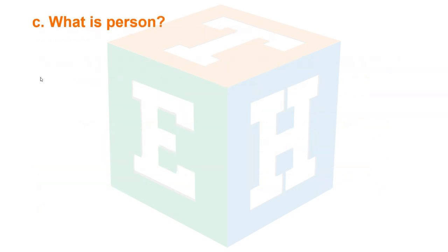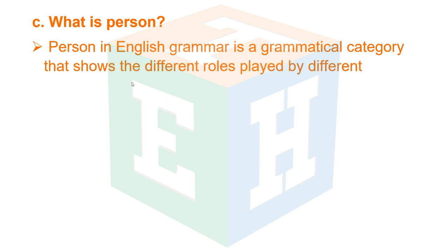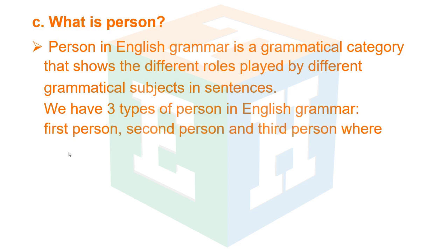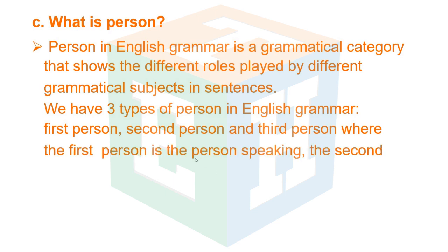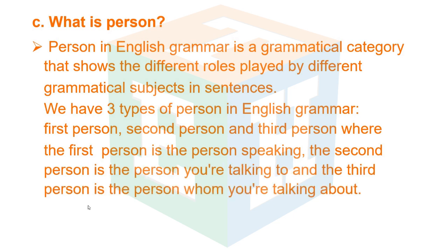What is person? Person in English grammar is a grammatical category that shows the different roles displayed by different grammatical subjects in sentences. We have three types of person in English grammar: first person, second person, and third person, where the first person is the person speaking, the second person is the person you're talking to, and the third person is the person whom you're talking about.